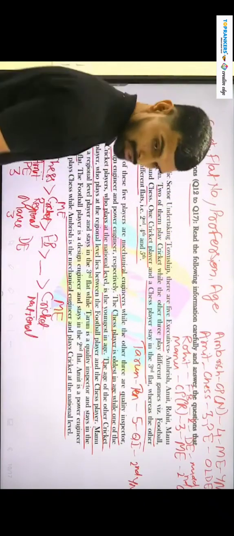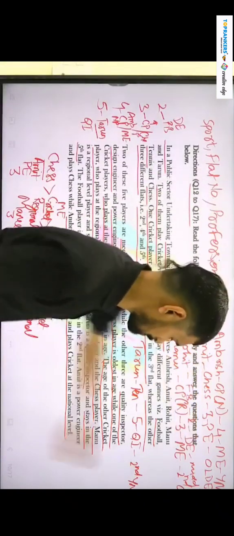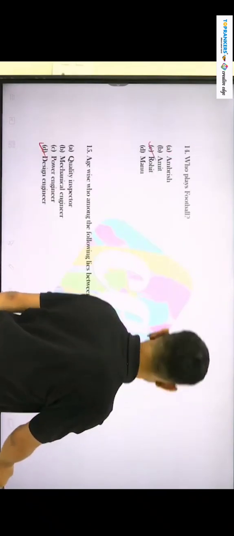The chess player is power engineer. We can verify it again. See, chess player, power engineer. Chess player Amit, power engineer. So that makes this case complete.